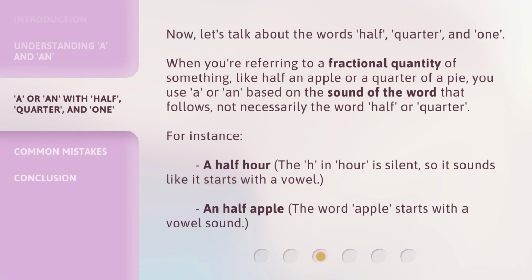Now, let's talk about the words half, quarter, and 1. When you're referring to a fractional quantity of something, like half an apple or a quarter of a pie, you use a or an, based on the sound of the word that follows, not necessarily the word half or quarter. For instance, a half hour, the h in hour is silent, so it sounds like it starts with a vowel. And half an apple, the word apple starts with a vowel sound.